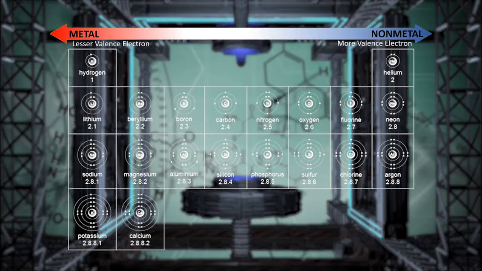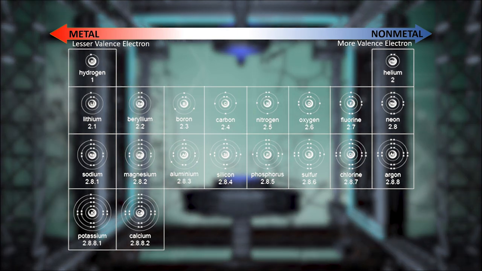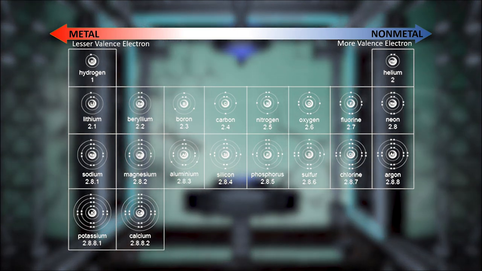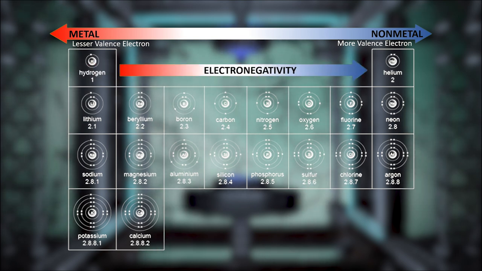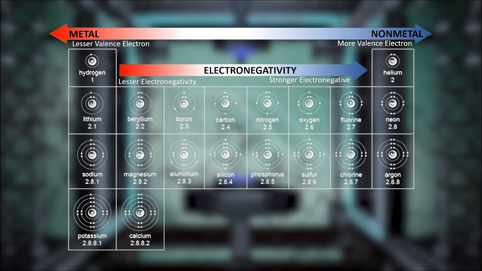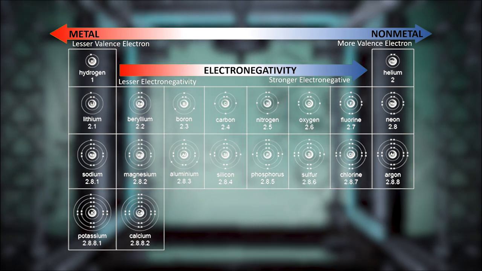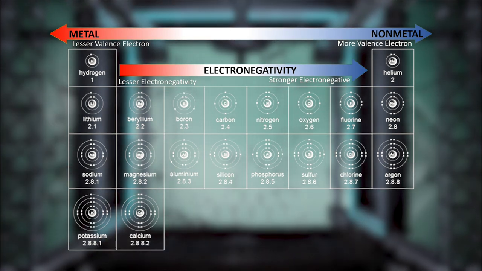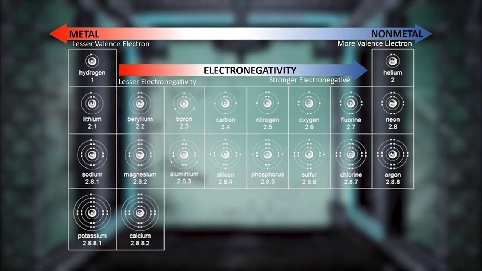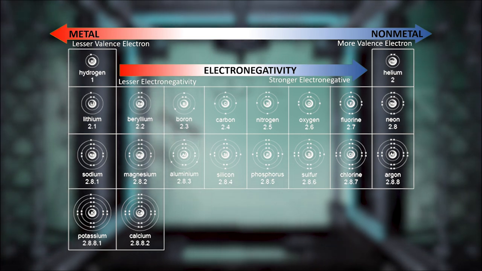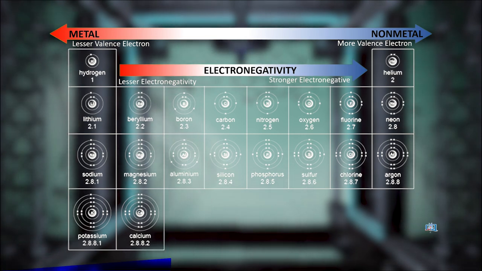Metals having a lesser number of valence electrons compared to nonmetals obviously tend to be dragged nearer to the nonmetals. Nonmetals have higher electronegativity than metals. With those higher electronegativity values, they also require higher ionization energy. That's why it's always metals being pulled by the nonmetals during bonding.